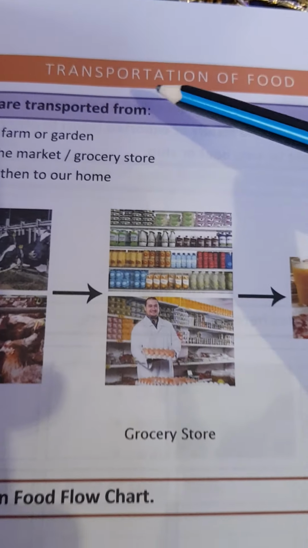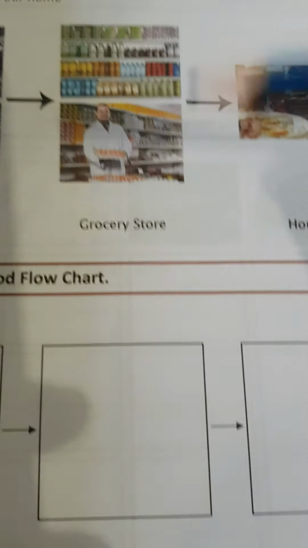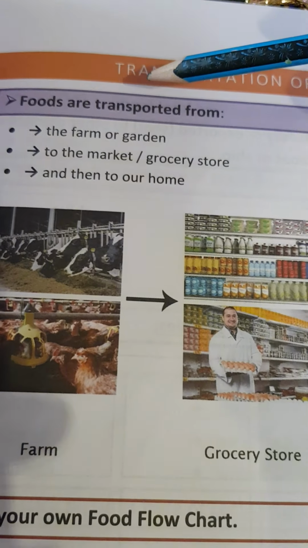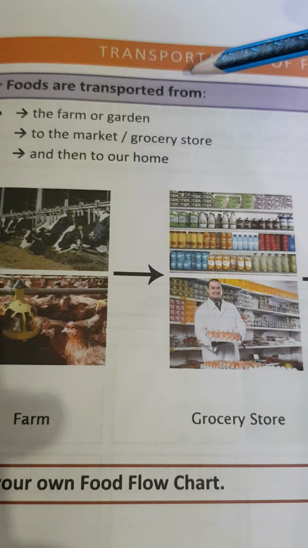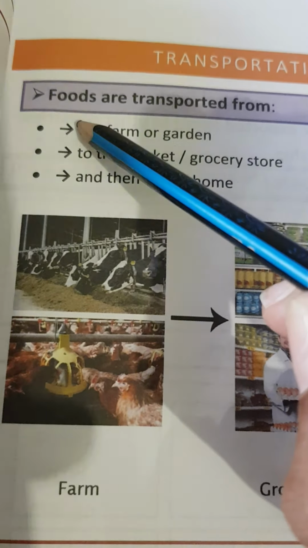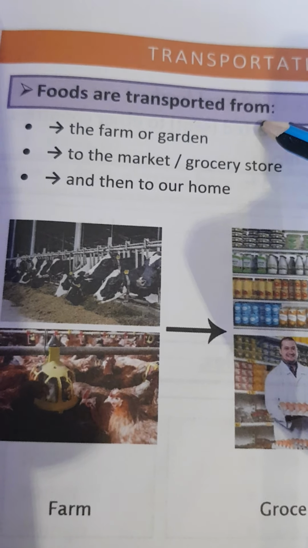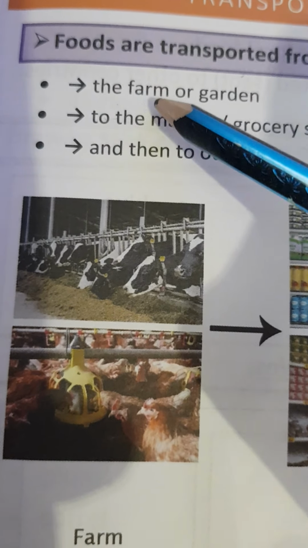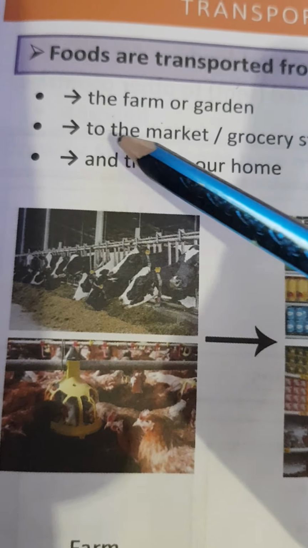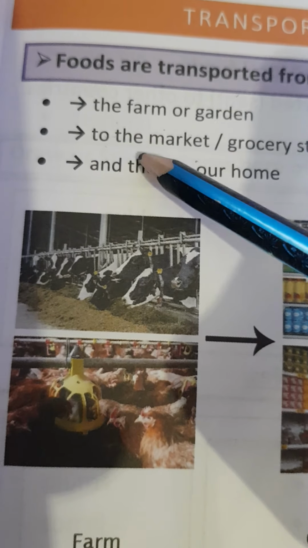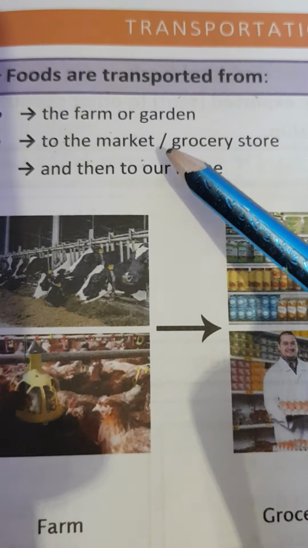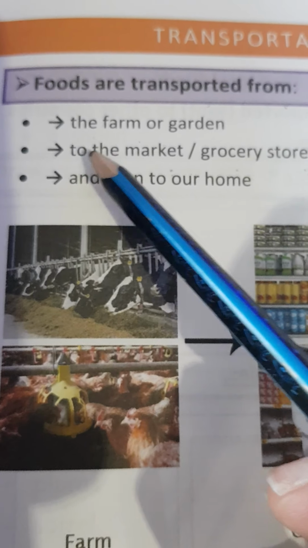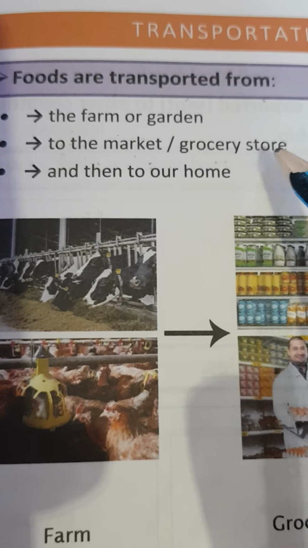lunch plans. So here we have transportation of food on page 39, and very simple, we're looking at where food is transported from and to. So let's read. Foods are transported from the farm or garden, you say it, to the market, you say it, or grocery store, to the market or grocery store.